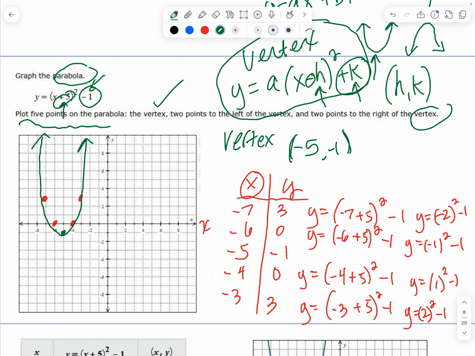So that's how you will take care of graphing parabolas when they're written in vertex form. I would highly recommend finding the vertex first, and then finding 2 x values to the left and 2 x values to the right, and then use the equation to help you find the outputs.